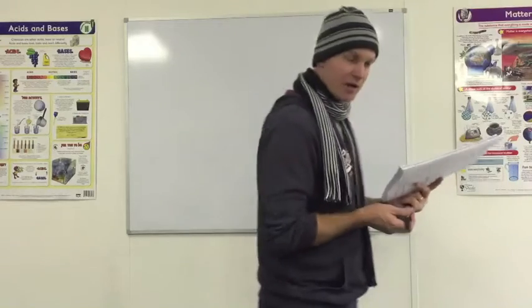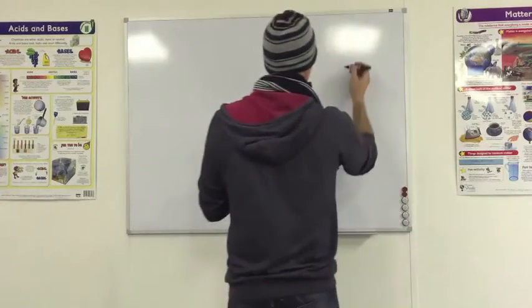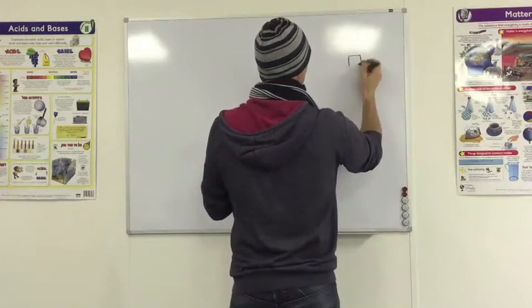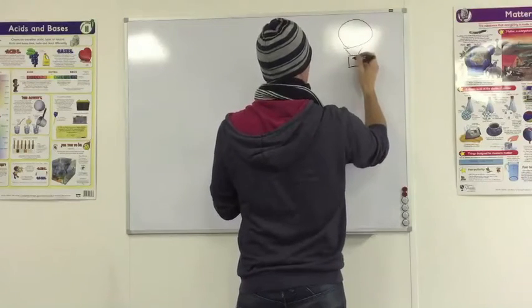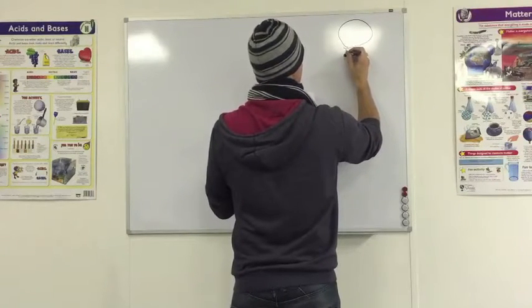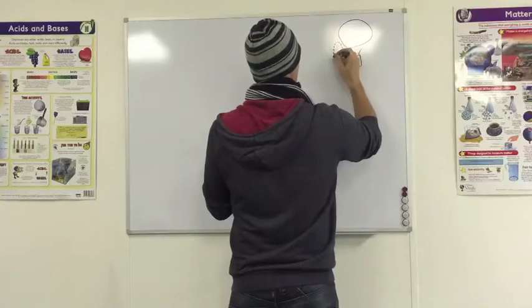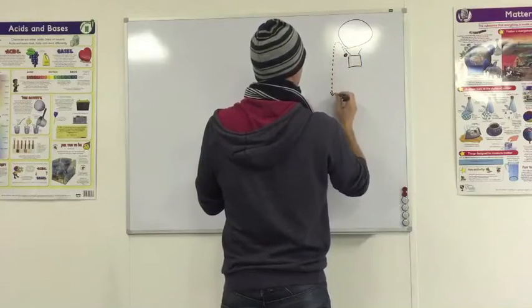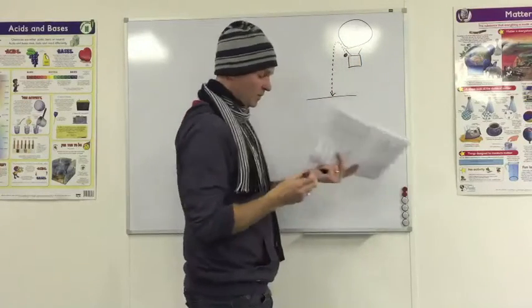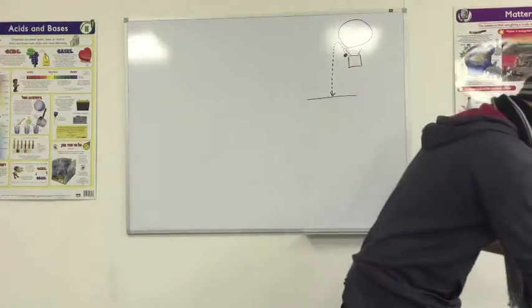Let's draw our own little diagram just whilst we're getting our head around it. It doesn't have to be a Picasso style diagram. There's our hot air balloon, there's our camera. It's going to go up and then down to the ground. Okay, that's what we're going to deal with for now.